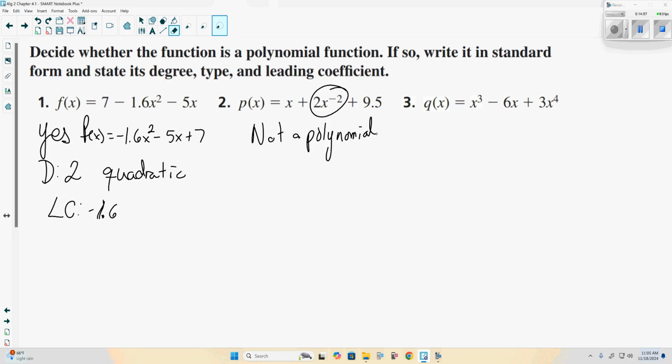Questions on any of this here? I think we feel good with these here, yes? I'm not going to worry too much about that one because it is a polynomial. We would rewrite in standard form of 3x to the fourth plus x cubed minus 6x. The degree is 4, so it's a quartic, and leading coefficient is 3.